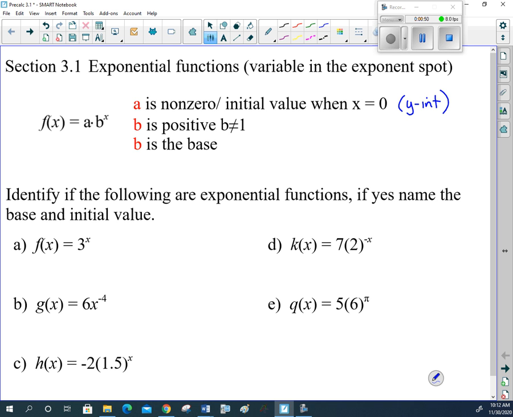Down below we have some examples, where it says identify if the following are exponential functions. If yes, name the base and the initial value. On part A, yes, it's an exponential function. The variable right here is in the exponent spot, so that's going to be a yes. This is the base attached to it, so the base is 3.